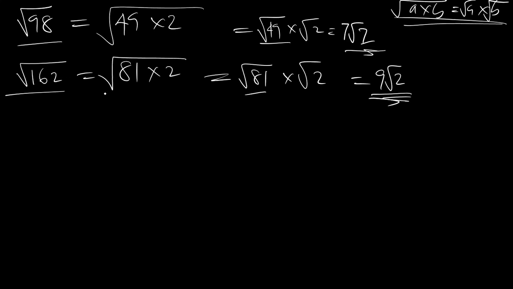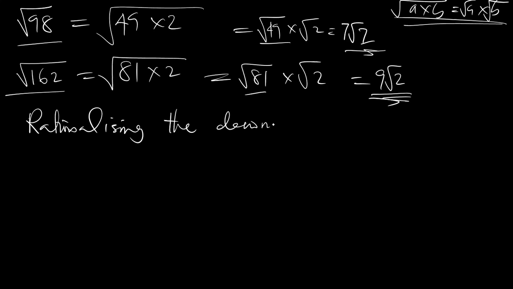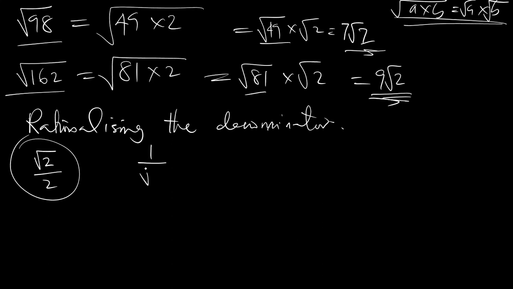Now let's look at another issue, which is rationalizing the denominator. If you have an expression like square root of 2 divided by 2, you cannot simplify this further. But if you have an expression like 1 all over root 2, or 2 all over root 2, you can simplify this further.